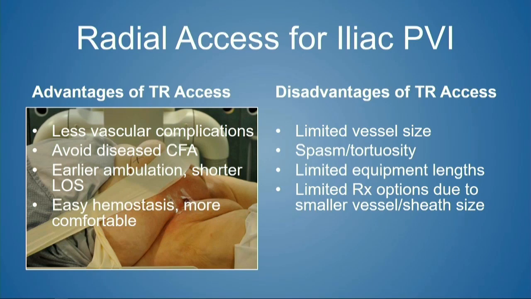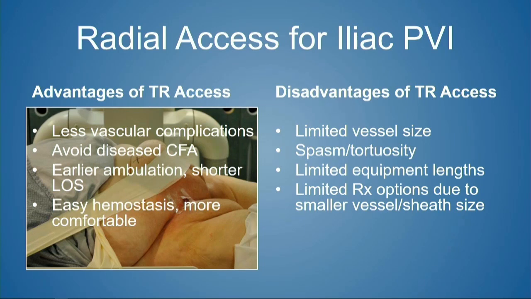And radial artery obviously is pretty much the standard of care in the cath lab, but for peripheral interventions, it does offer some potential advantages. Obviously, there's less risk of vascular complication, patients get up earlier, shorter length of stay. The disadvantages, of course, are that you are limited in your vessel size, and radial arteries can go into spasm, especially when you're putting larger sheaths in there.